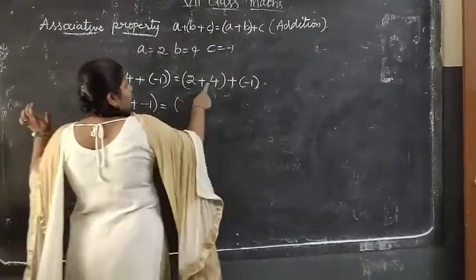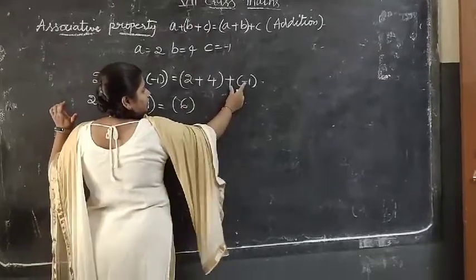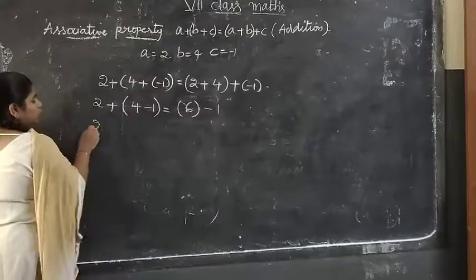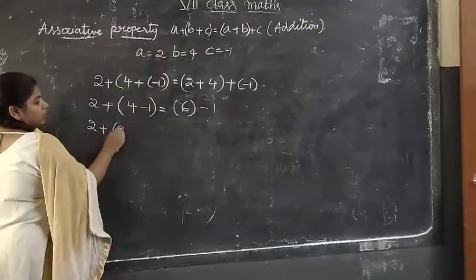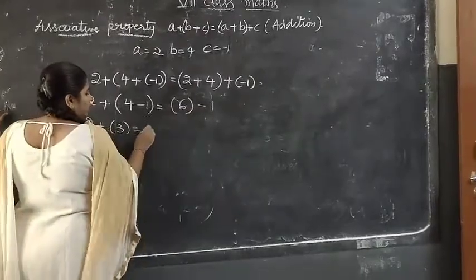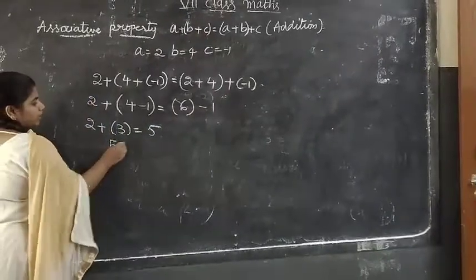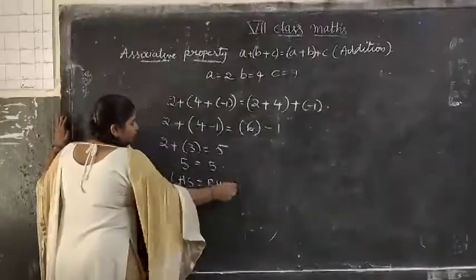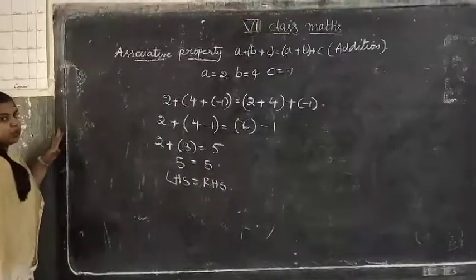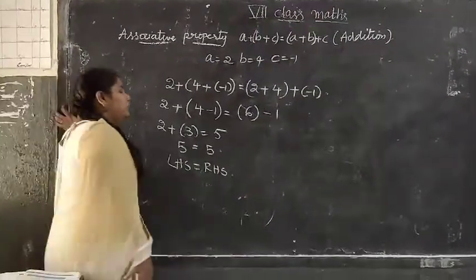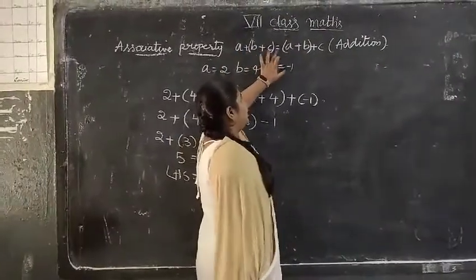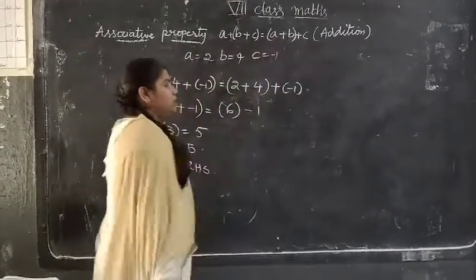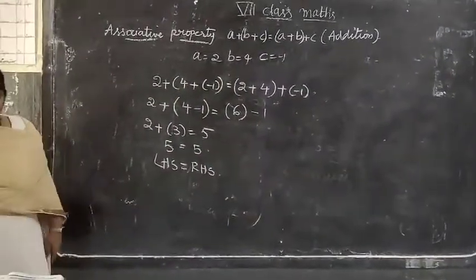The same way, 2 plus 4 will be 6. At a time we are seeing the double sign, make it into a single sign, plus into minus will be -1. So 2 plus 4 minus 1 will be 5, and 6 minus 1 will be 5. So 2 plus 3 is 5, equals 5. So the LHS part and RHS part are equal. So under addition, the associative property is satisfied. What is the associative property? (a + b) + c is equal to a + (b + c). Only the brackets will be interchanged. This is under addition. Now coming to subtraction.